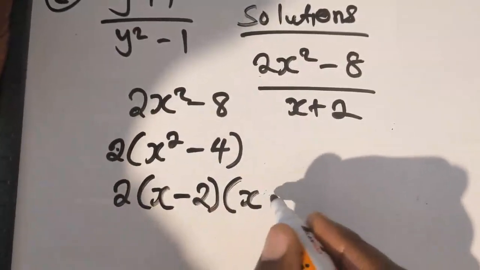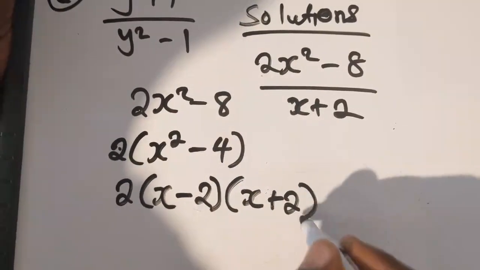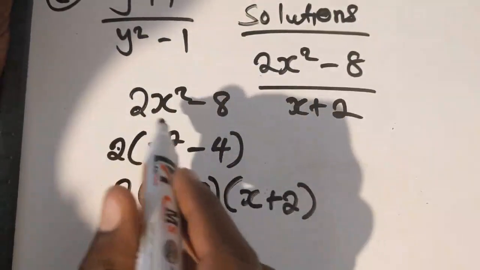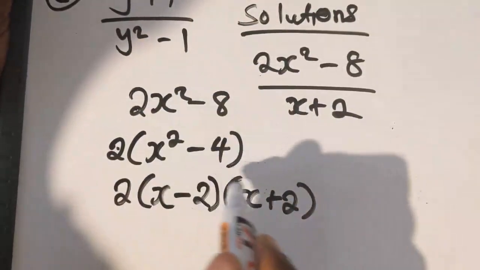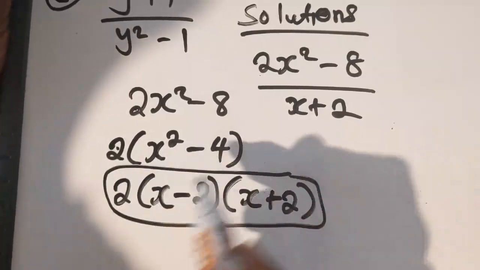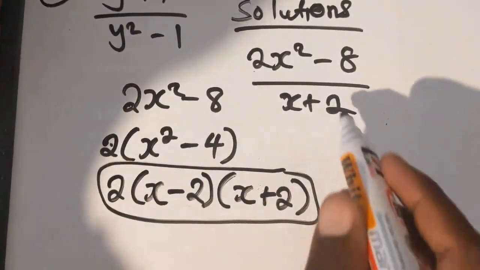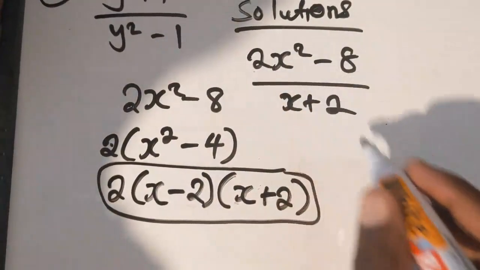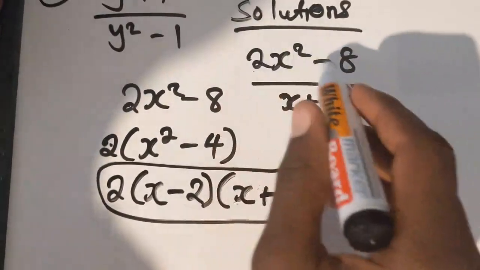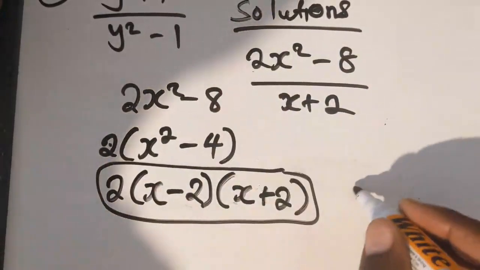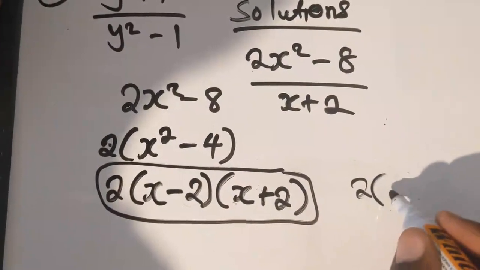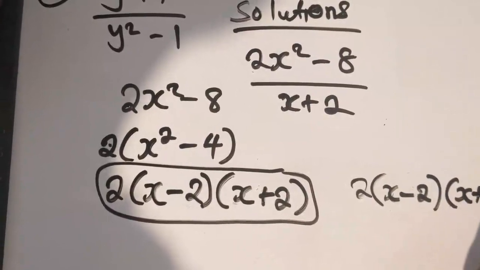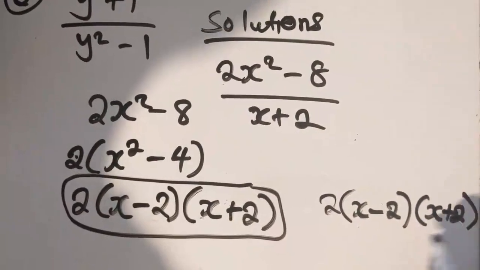So you have x plus 2, there is a positive and there is a negative. This is how you can factorize this. This is the answer on top there. Now your final answer will be what? You just get this answer and put it there. So we have 2 open bracket x minus 2, then x plus 2.